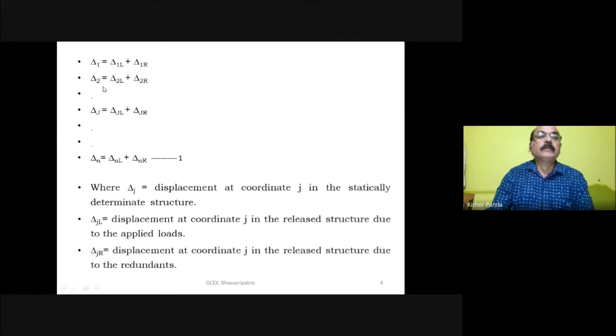Similarly, delta 2 is equal to delta 2l plus delta 2r, and delta n is equal to delta nl plus delta nr. Here delta n is the displacement at coordinate n in the statically determinate structure, delta nl is the displacement at coordinate n due to the applied load, and delta nr is the displacement at coordinate n in the release structure due to the redundant forces. This is your equation 1.